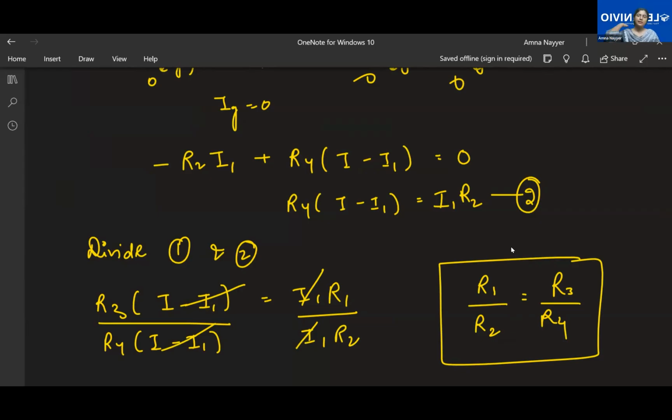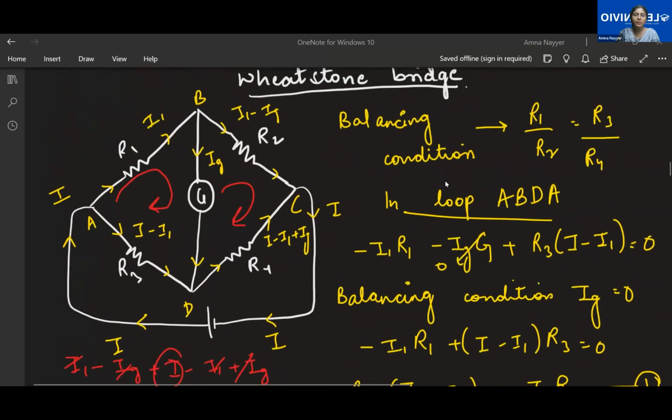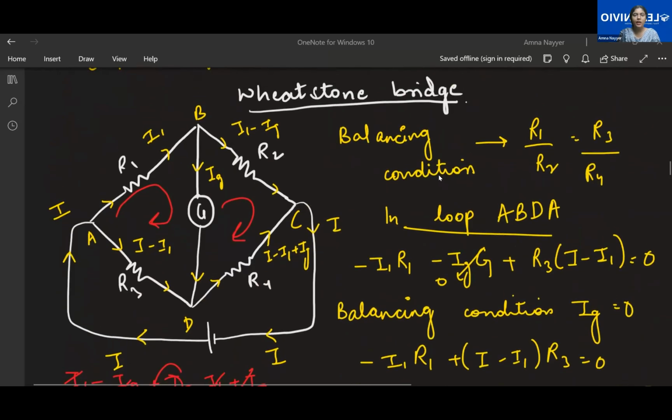Tell me, class, is that clear? Did all of you understand this? Yes, ma'am. All right. Okay, all right then, please write it till here. And if there is any part you want me to repeat in between, please just unmute yourself and clarify your doubt. This is the derivation for the Wheatstone bridge.